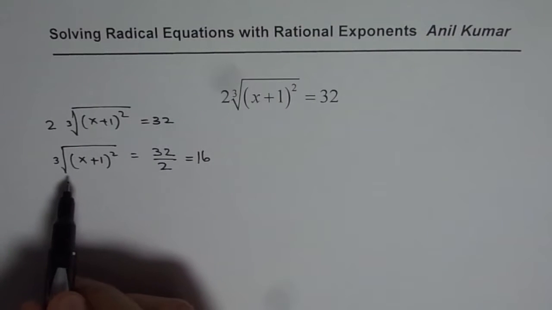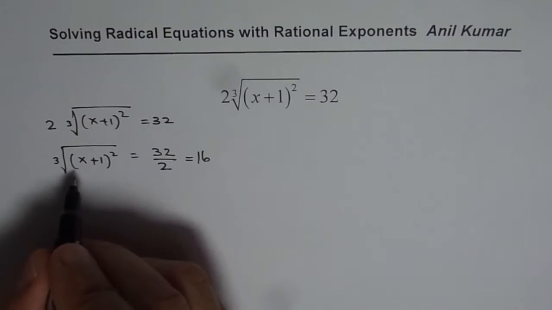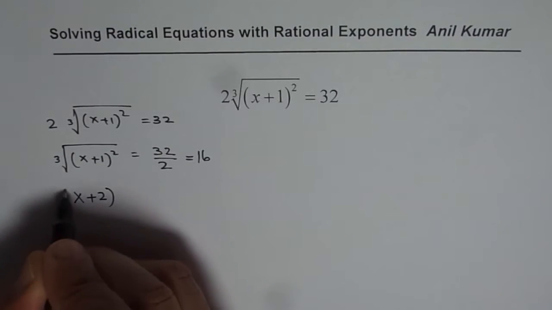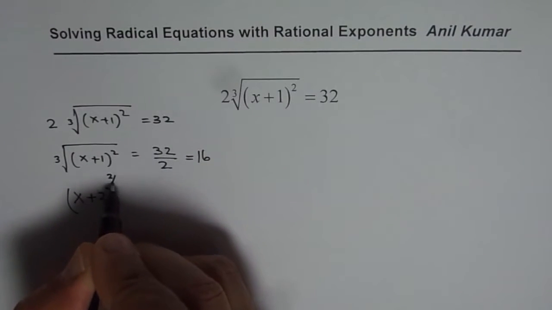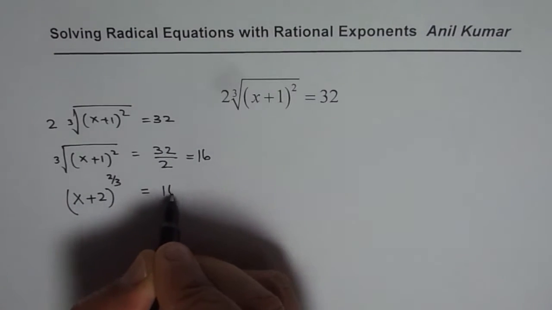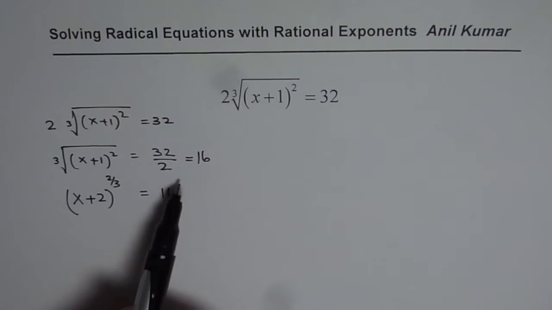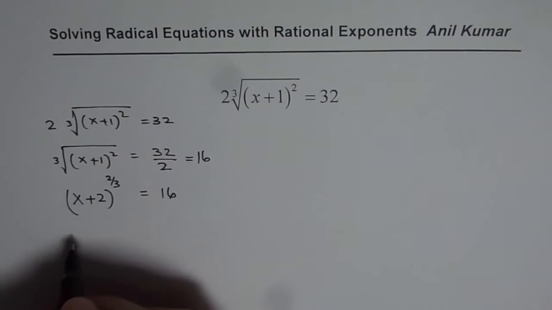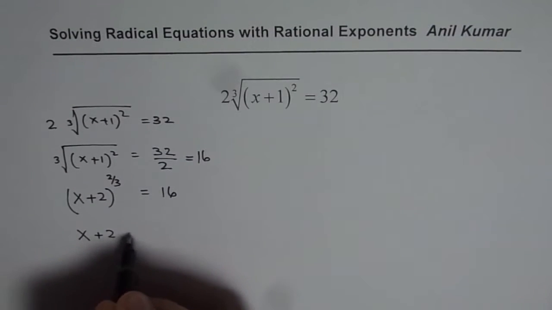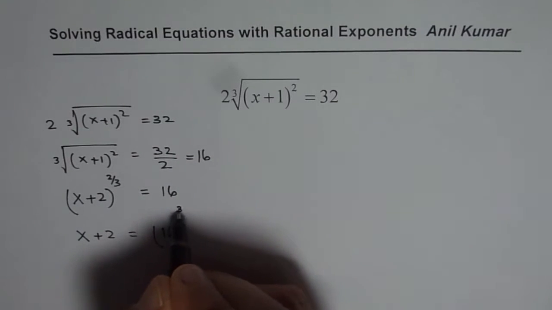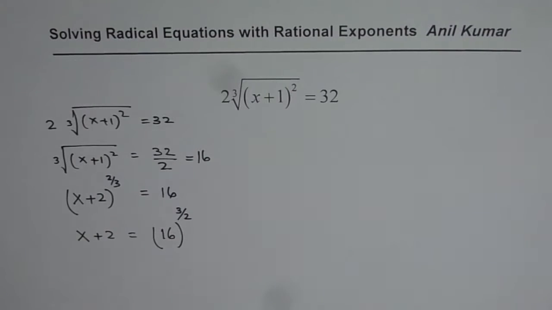Now in such expressions, you have a couple of options. Let me rewrite this in exponential form. We have (x plus 1) to the power of 2 over 3 equals 16. So you could square root and then cube, right? Basically, we want to say that x plus 1 is equal to 16 to the power of 3 over 2. So that is what we come to.